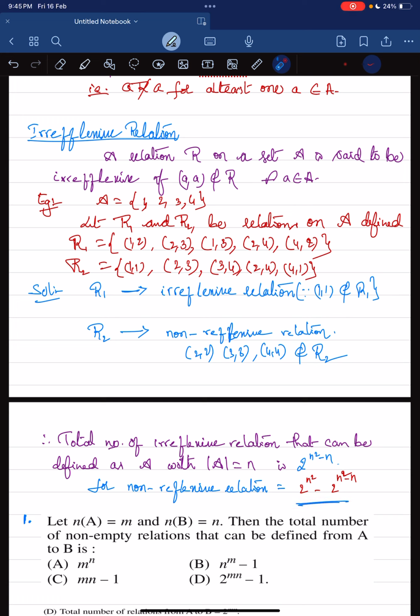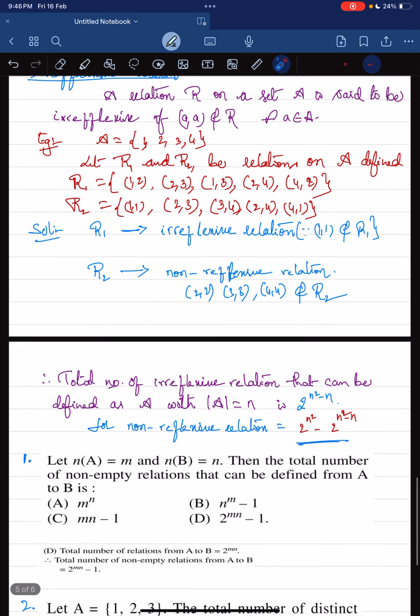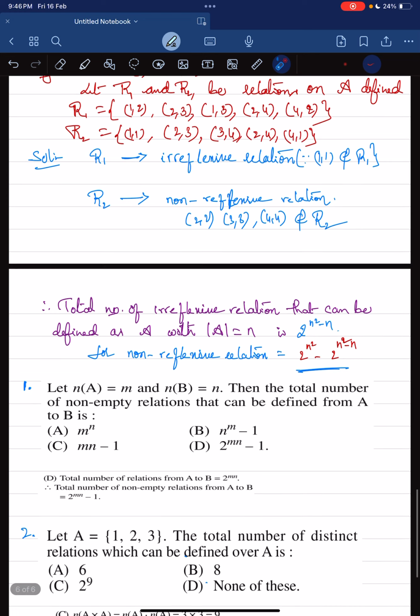Now we have a problem. Let n(A) equal m, n(B) equal n. Then the total number of relations, including the empty relation, is 2 power mn. So the number of non-empty relations, excluding the empty set, is 2 power mn minus 1.